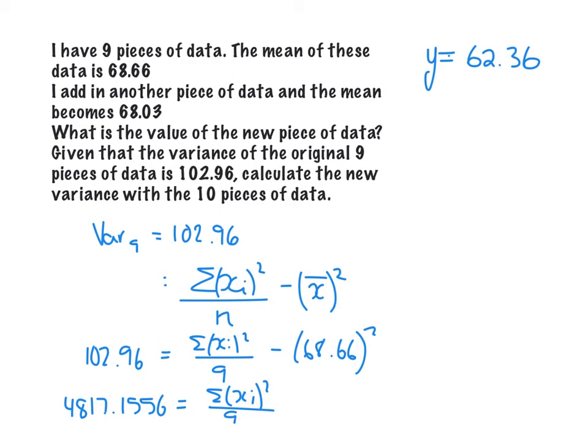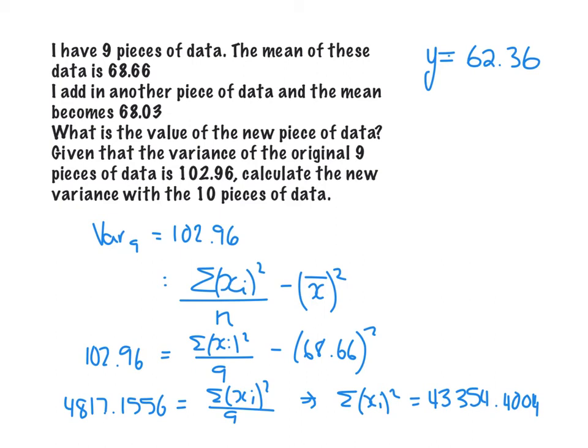And then I'm going to multiply that by 9. So multiplying that by 9 gives me 43,354.4004. Okay, so clunky numbers there, but that's fine, we can deal with that. So that is the 9 pieces of information, each individually squared, and then added up. I don't need to know what those 9 pieces of information are, because I have that sum.